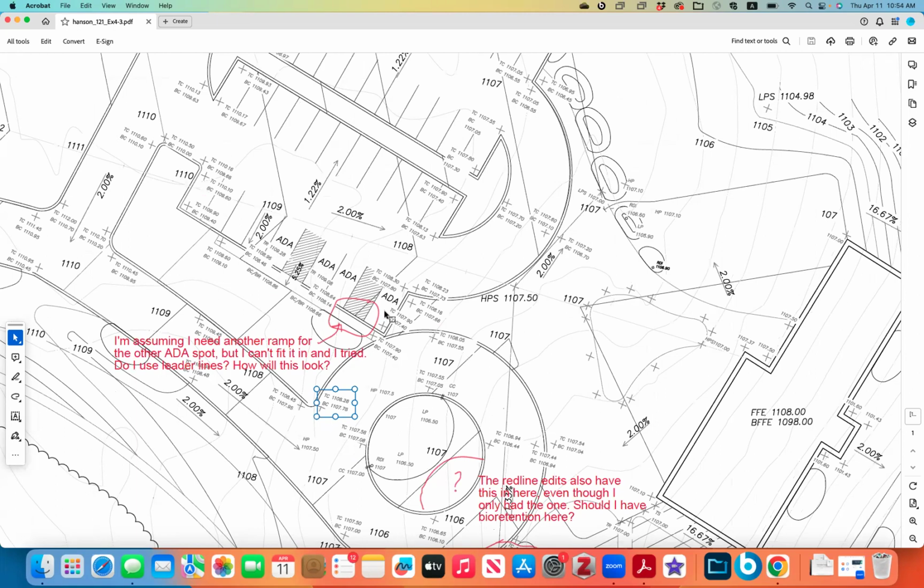You have 1, 2, 3, 4. Okay, that makes sense. So you do need a couple ramps. One over here, that's your first one. Unfortunately, you do have more. Well, actually your ADA spot is shared by 2 of them. Okay, that's fine. So you would have 2 of the curb ramps looking like this there.